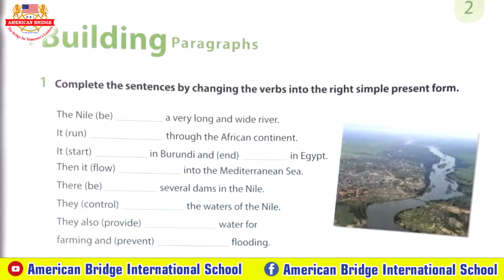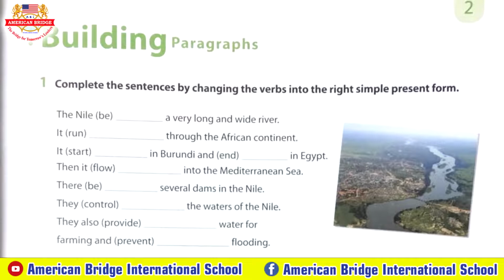The Nile is a very long and wide river. Next, it runs through the African continent. It starts in Burundi and ends in Egypt. Then it flows into the Mediterranean Sea. There are several dams in the Nile. They control the waters of the Nile.